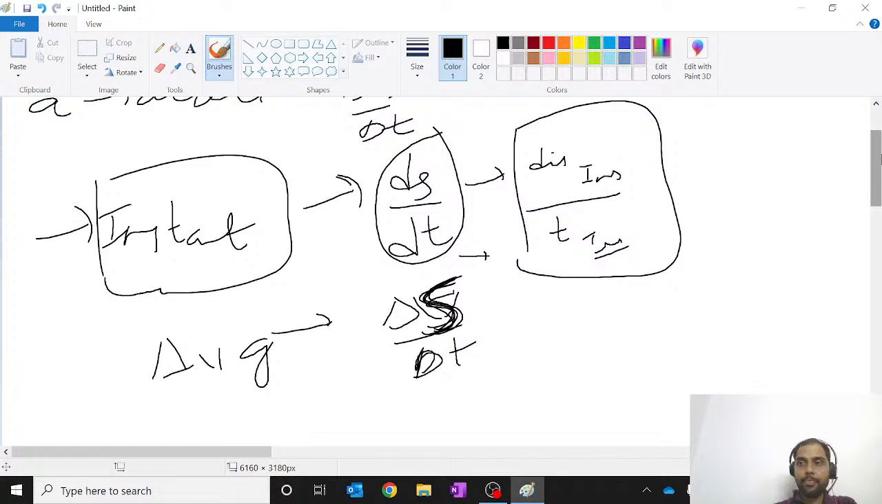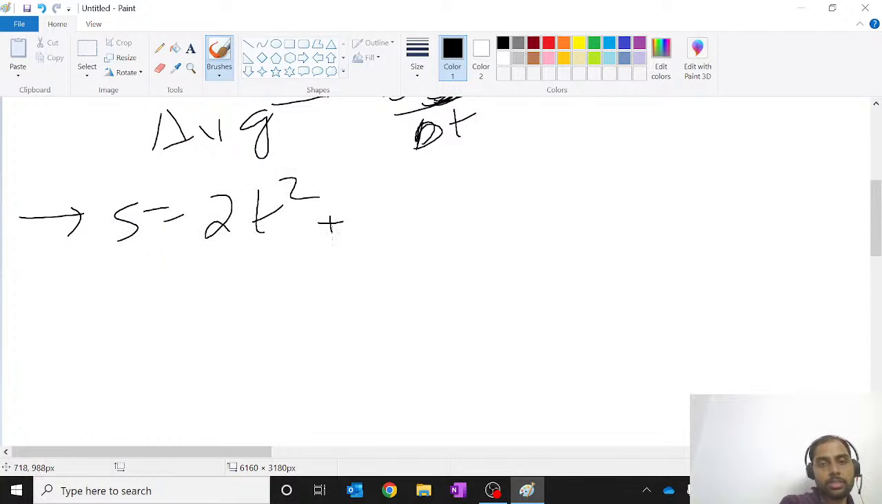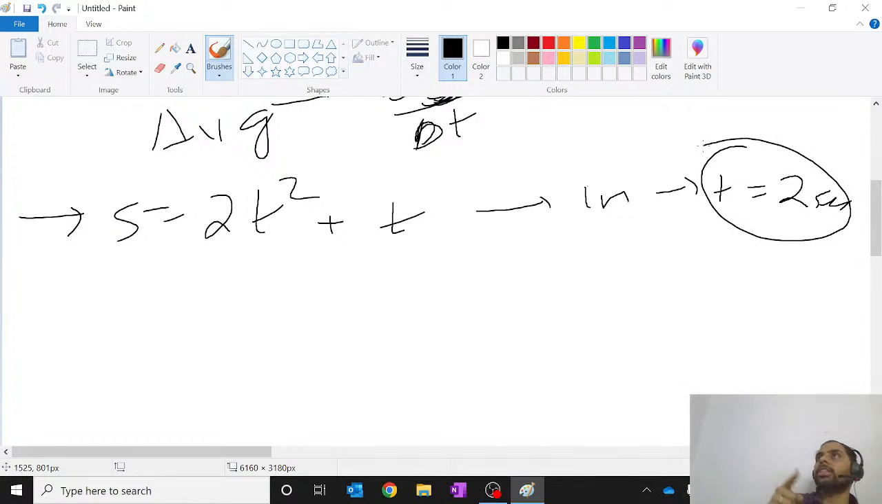Now there are multiple graphs which you must have already seen. For example, let's say you have an equation, s is equal to 2t square plus t. Let's assume I ask you to find the instantaneous velocity at time t equal to 2 seconds. What is the velocity at this particular instant of 2 seconds?